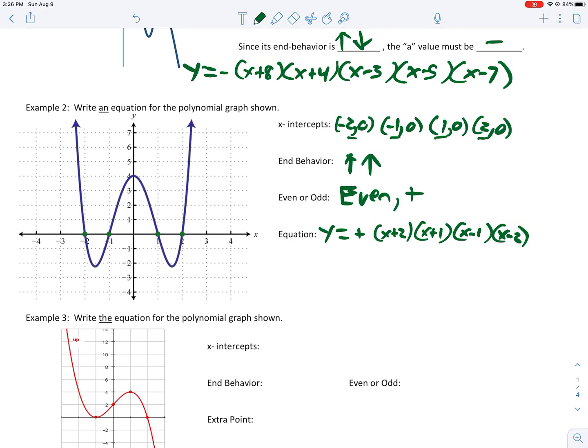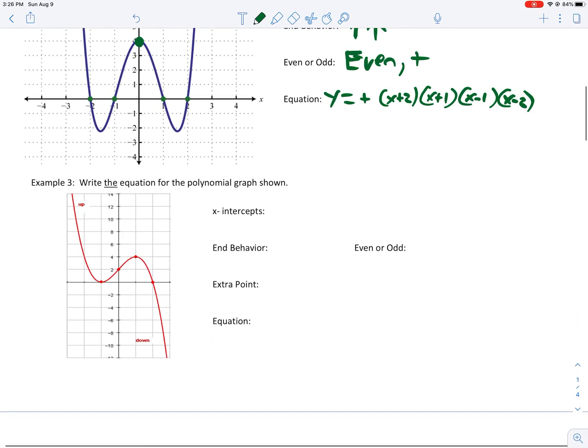Now, there might be a few of you thinking, well, can't you just use that point there? Yes, technically you could, but in the directions it says write an equation. So we're not going to use that point. So you really want to make sure you read the directions carefully.